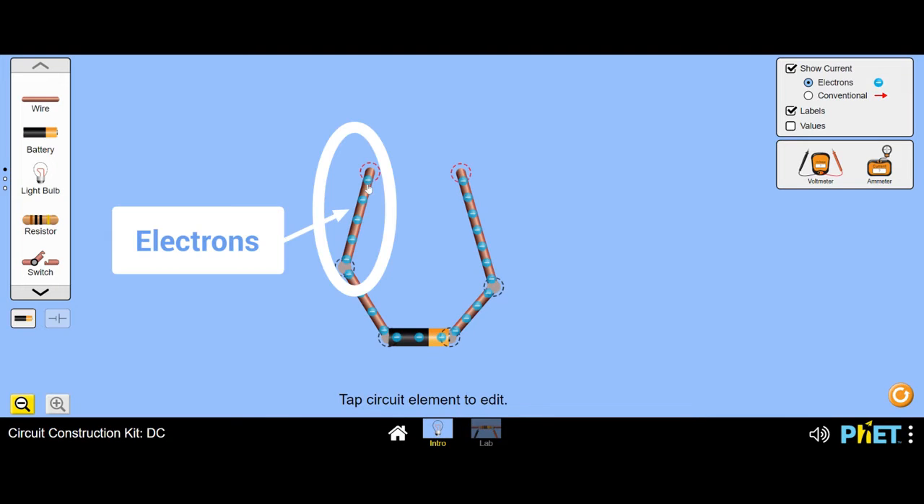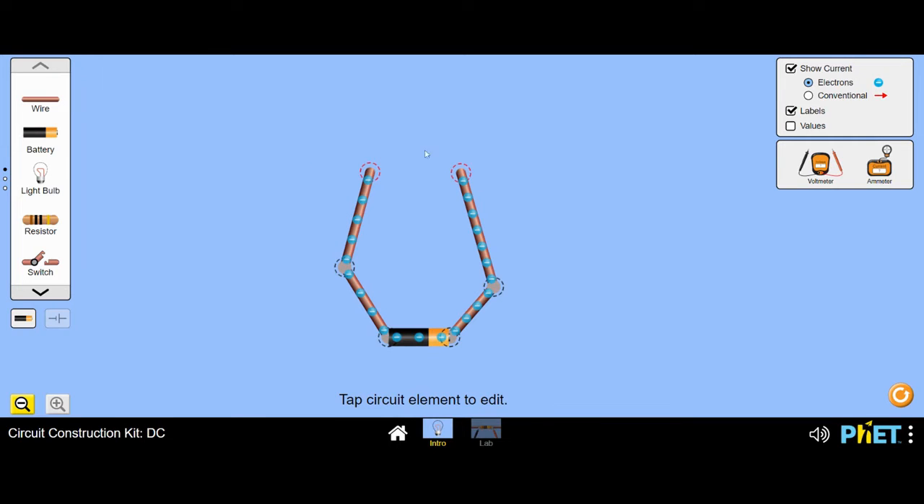You'll notice that these little blue circles here represent the electrons. And so when the electrons are moving, that's electricity. Right now, my electrons aren't moving because I don't have a complete circuit. So let's complete the circuit by adding a light bulb.